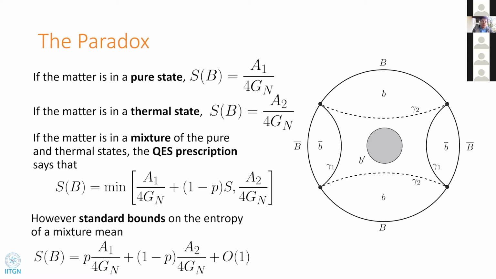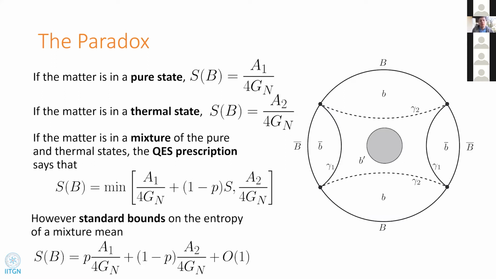Again, very standard bounds on the entropy of a mixture of two states mean that, assuming our results for the entropies of the pure state and the thermal state were correct, the entropy of this mixture of the two is just given by P times the entropy of the pure state plus 1 minus P times the entropy of the thermal state, plus at most something that's order 1. That really comes from potentially having a Shannon entropy term from mixing the two, but that's pretty small. So up to that small correction, it's just given by this formula.